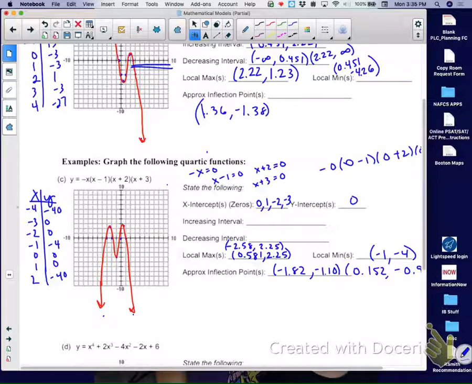So we are increasing from -infinity until I get to that maximum, so -2.58. Then the graph is going down from my maximum until I get to my minimum. Then the graph is going up until I get to the next maximum. And then the graph is going down from my maximum until I get to infinity.